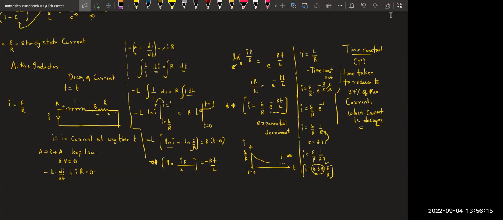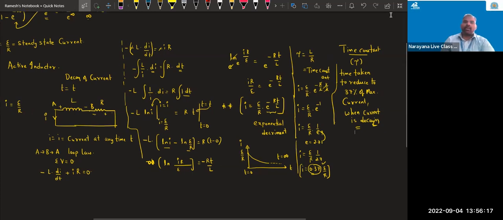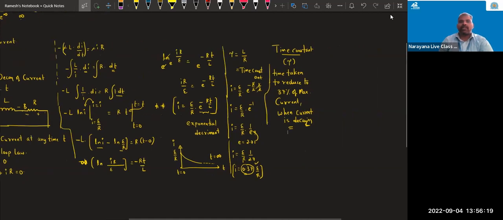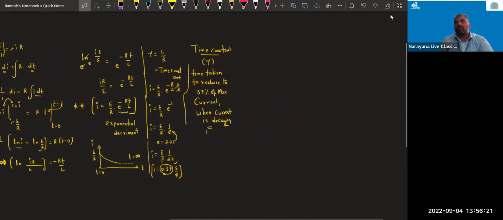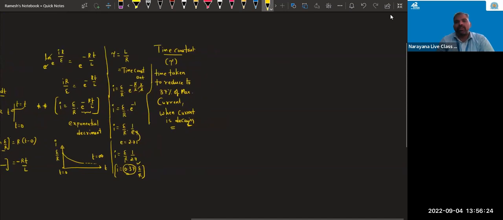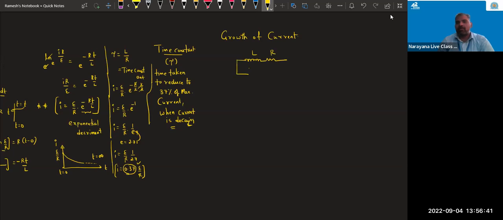Okay, so at a glance, I will recall the growth of current. When will current grow? I will take one inductor whose internal resistance is capital R, and I put a battery. In this moment, current will grow, correct?